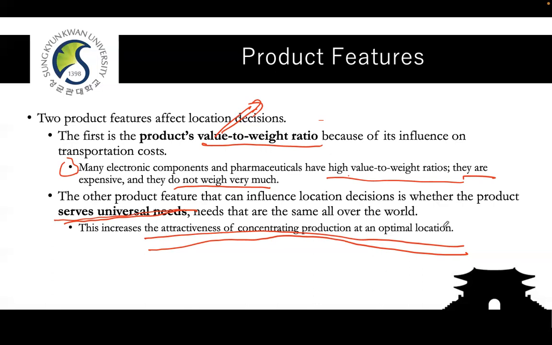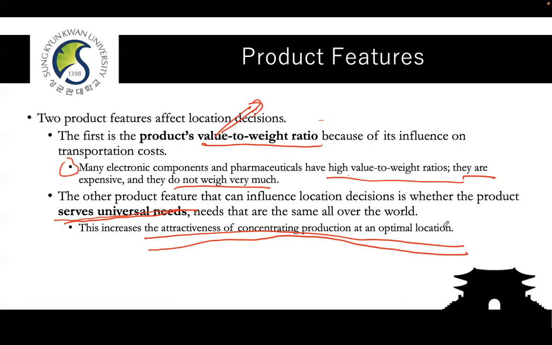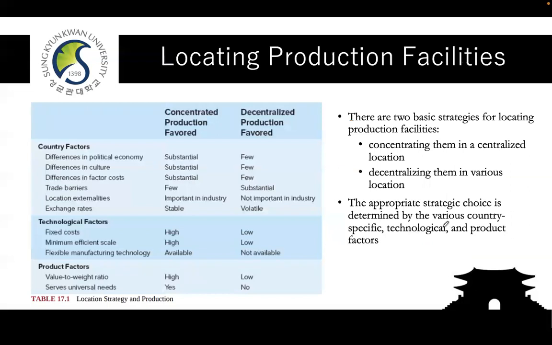So we immediately know that transportation costs would be quite low, right? Because the weight is not that large, not that high. Okay, so a higher value to weight ratio enables us to establish this kind of facilities in many other locations. But again, we look at the second point there, whether it serves universal needs. If yes, then it's better to concentrate at an optimal location.